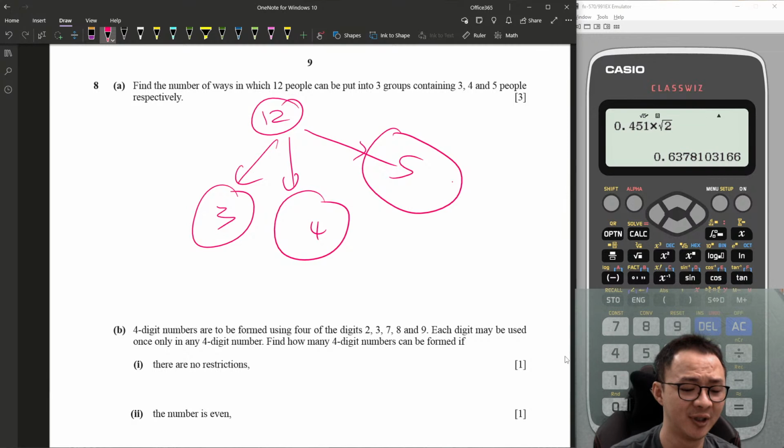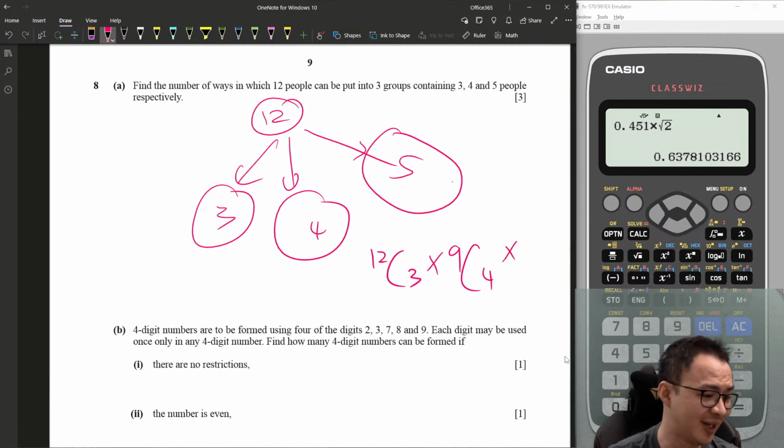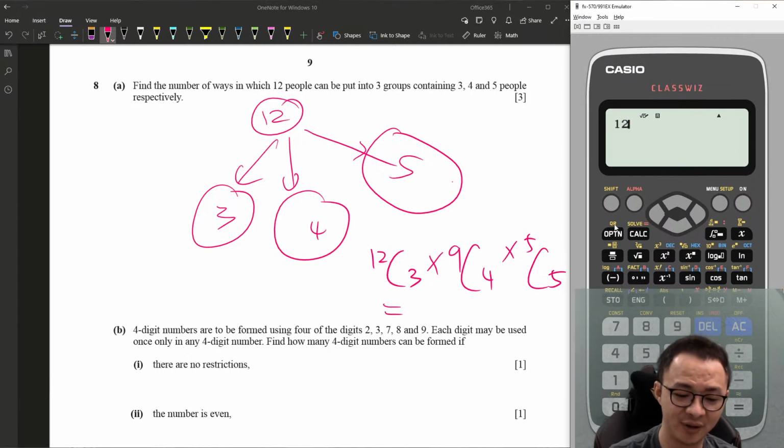It's very simple. 12C3, put 12 people, randomly choose 3 for the first group. And then I only have 9 people left after I choose 3. So from 9 people, I choose 4 for the second group. So lastly, I have 5 people, I choose 5 for the last group. Type everything into the calculator. 5C5 is 1, no need.